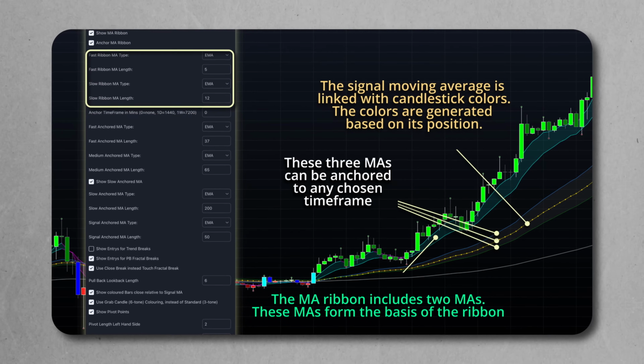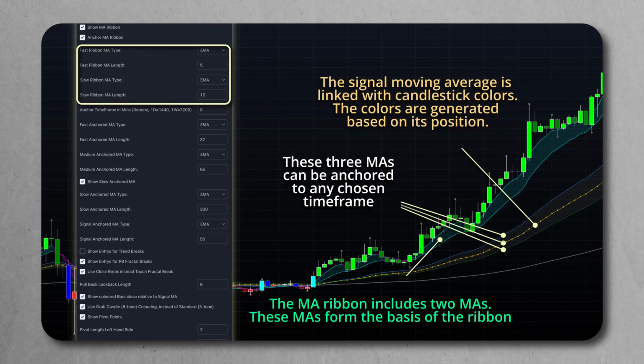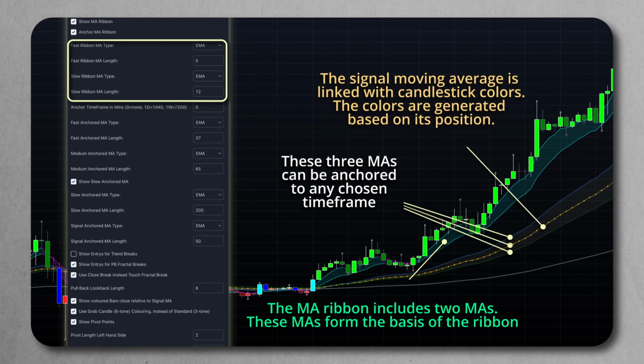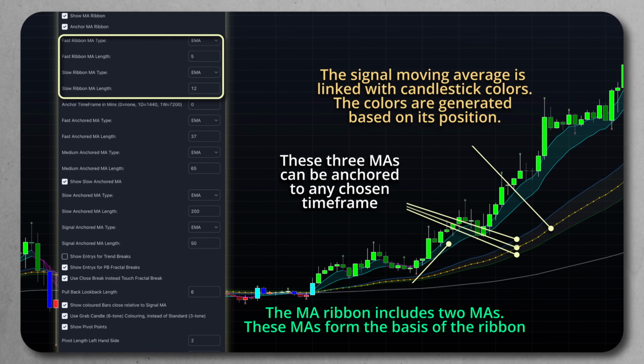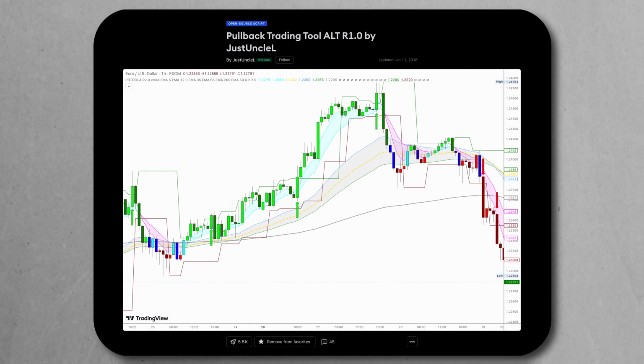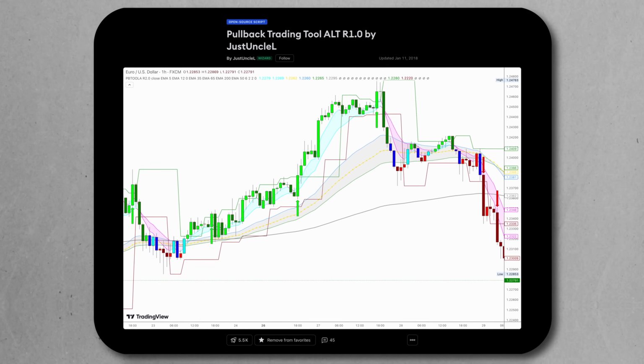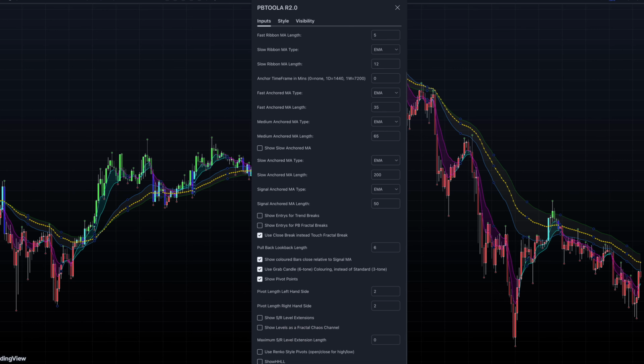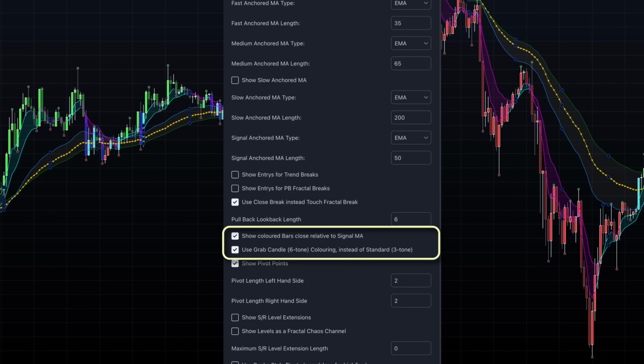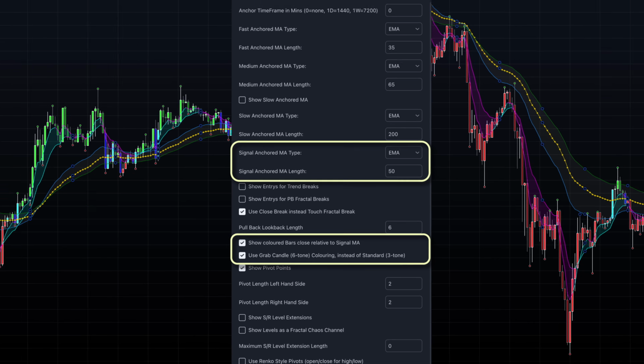In our previous video about 5 TradingView ribbons, I mentioned this indicator and I pointed out that it's rather a complete trading system, but today we only need a small part from it. The indicator is called the Pullback Trading Tool ALTR 1.0 by Just Uncle L. Let me explain. It has a very unique grab candle 6-tone coloring feature that can be adjusted based on the signal moving average, which you can even set to a different type. We'll be okay with a traditional EMA though.